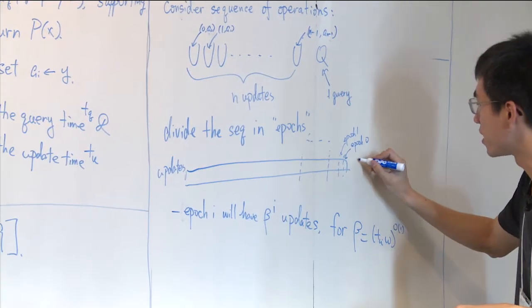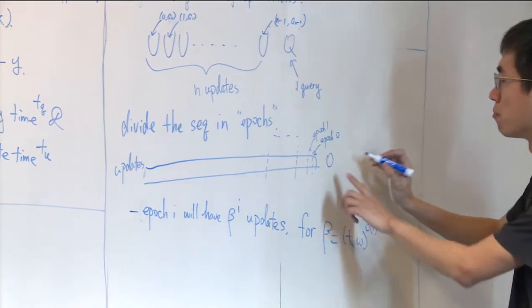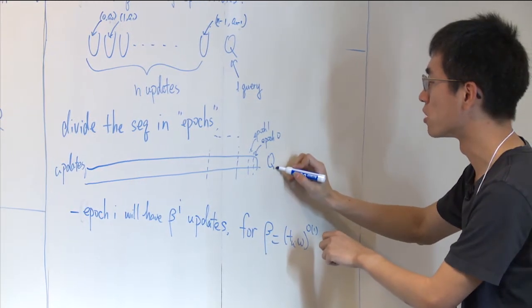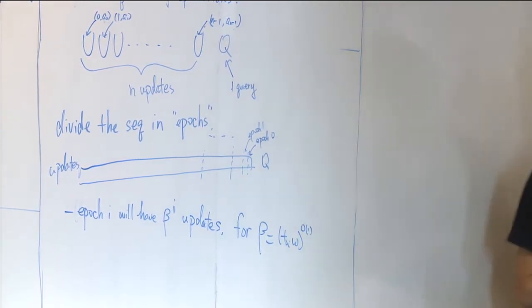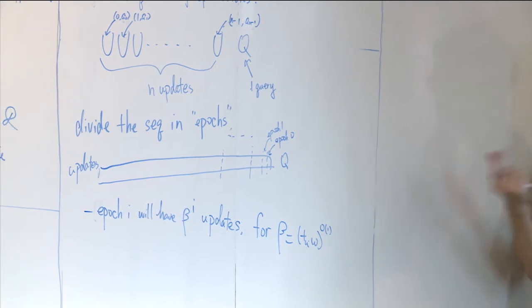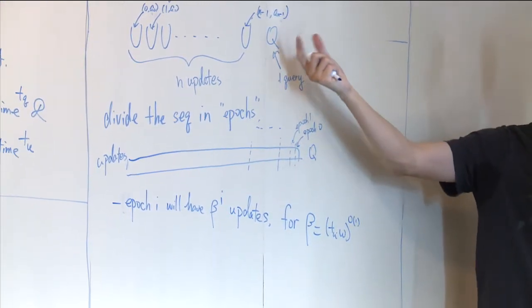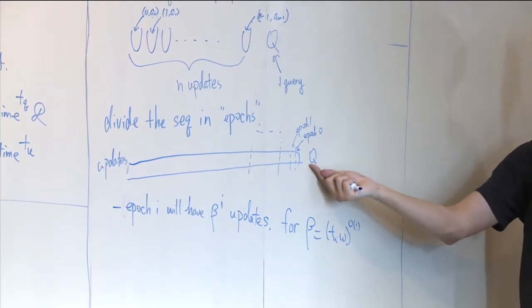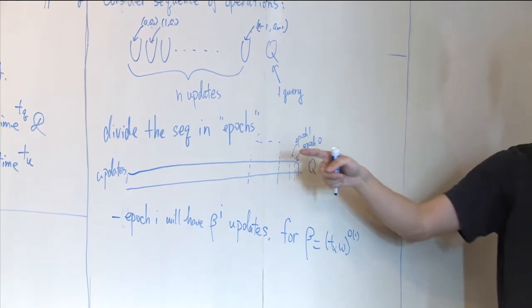Then we're going to look at the query algorithm at the end that answers this query. First, of course, because all these updates will affect the final polynomial, my query answer will definitely depend on each of these epochs.